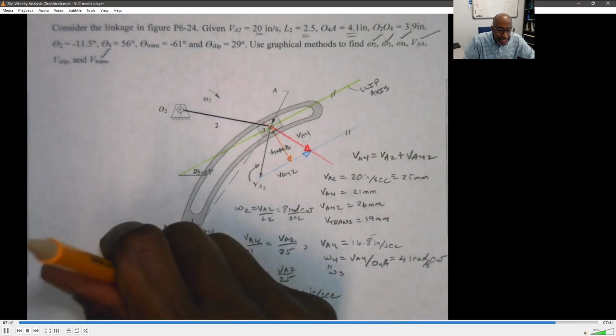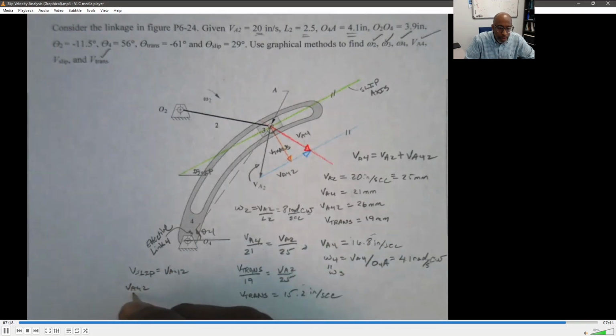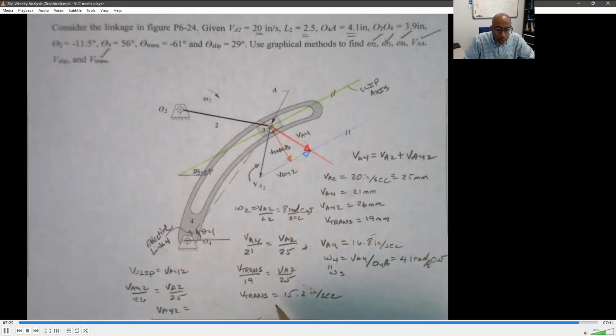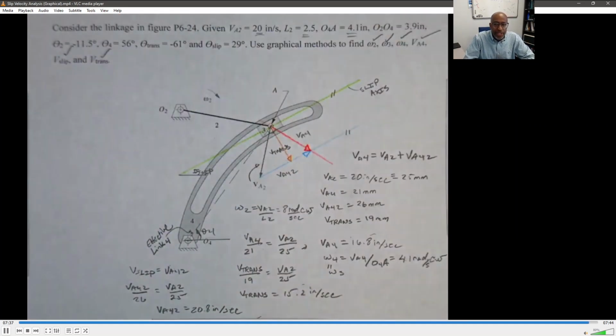Last but not least, our V-slip. V-slip is the same as VA42. VA42 is 26 millimeters long, and VA2 is 25 millimeters, meaning that our VA42 is going to be equal to 20 inches per second divided by 25 times 26, or 20.8 inches per second. And now we have our V-slip. So we found all of the items they asked us to find.